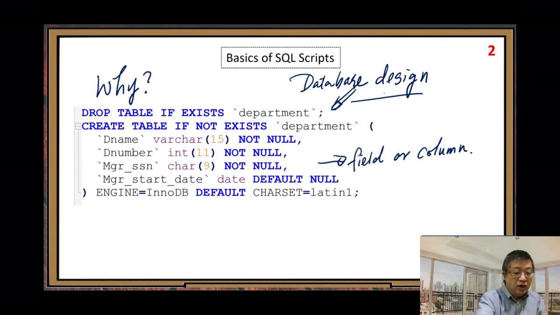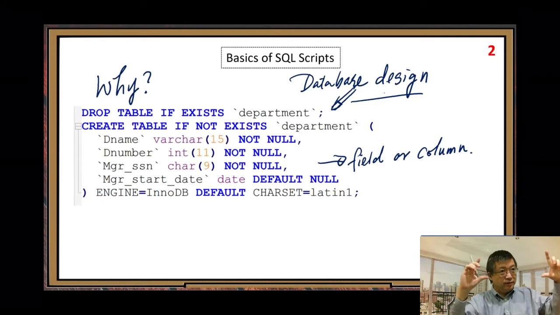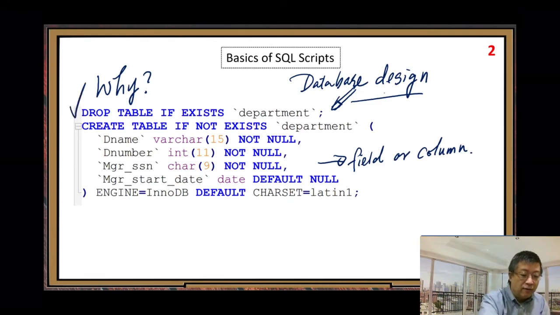You change the script in your text editor. You just use the keyboard, you make whatever change you want. After you make the change, you want to remove the old table and run the script to create a new table. When you do that, this line is useful. You drop the old table, then you create a new table with the new definition. That is the reason we use the first line.